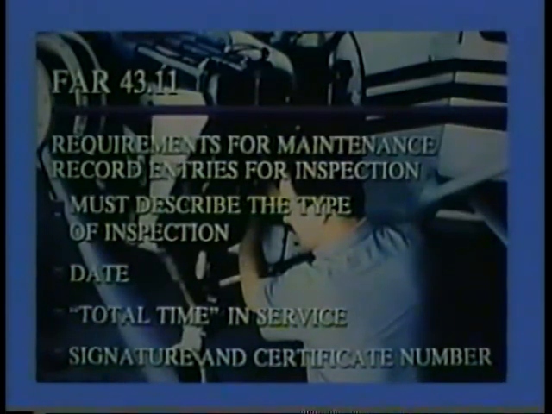FAR 43.11 lists the requirements for record entries for inspections. The entry must describe the type of inspection, the date, list the total time in service, and the signature and certificate number of the person performing the inspection.